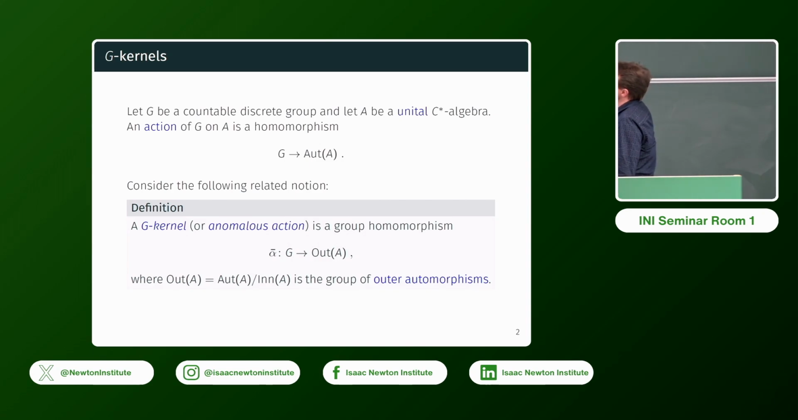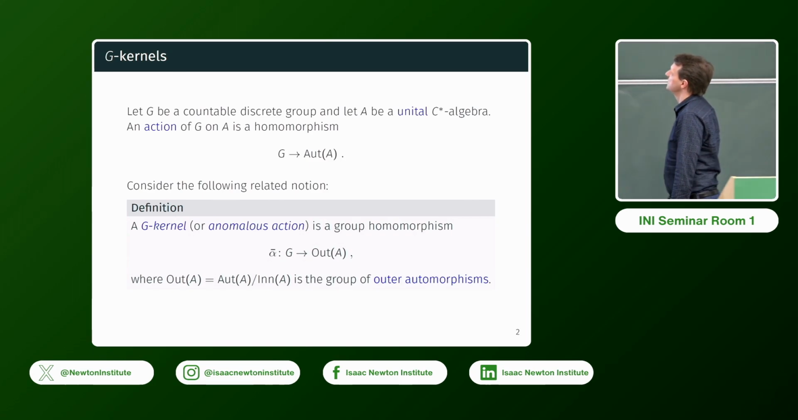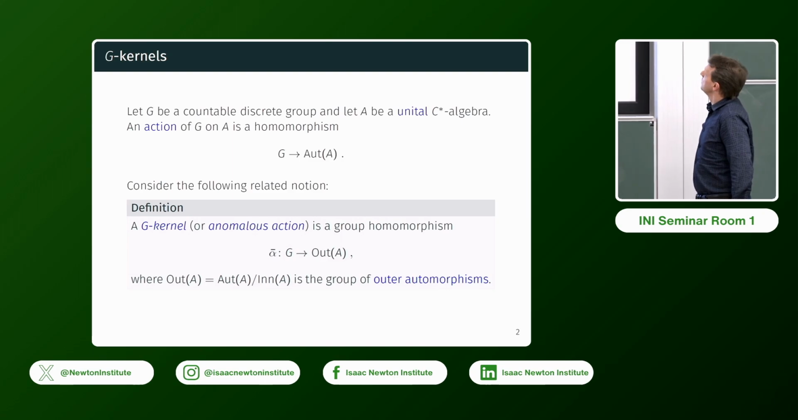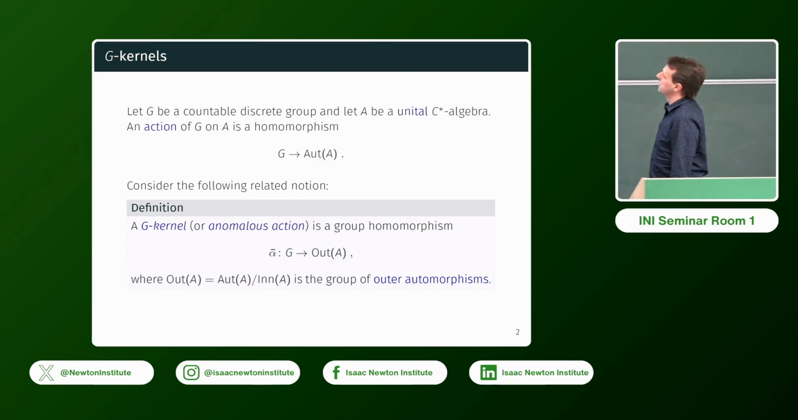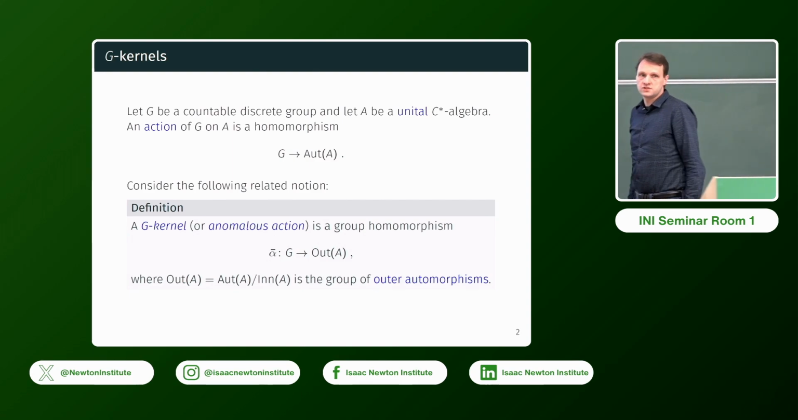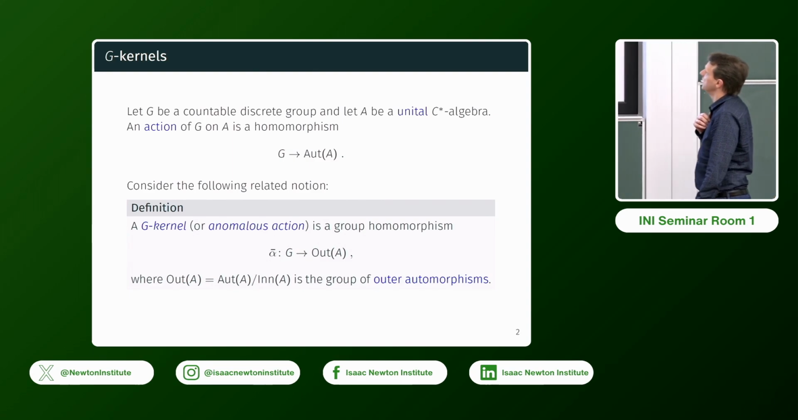Right, so I will start at the same point that Jacek also started. I will look at actions of groups on C-star algebras. So the setting that I will consider are countable discrete groups. A will be a unital, most of the time separable C-star algebra. And then I will consider an action. So what's an action? It's just a homomorphism from G to the automorphisms of A, star automorphisms of A.